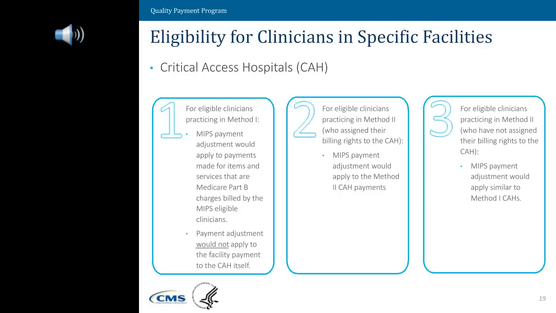So you're eligible to participate, apologies, if you participate in Method 1, clinicians themselves would be eligible to participate, but the payment adjustments would not apply to the facility of the critical access hospital itself. For Method 2 critical access hospitals, for clinicians who have reassigned their billing rights over to that critical access hospital, they are able to participate. So similar to how you were able to participate under the Meaningful Use or PCARES program. And then for eligible clinicians who have not assigned their billing rights over to their CAH, the payment adjustments would apply similarly to the Method 1 critical access hospitals, meaning that it would apply but not to the facility itself.